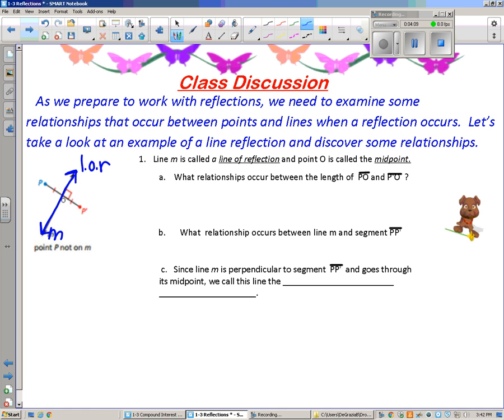LOR. And you can see that point O is called the midpoint, and it's a point directly between P and its image, P prime. So what relationship occurs between the length of PO and P prime O? Well, if it's a midpoint, that means that it's halfway the distance between P and P prime. So the relationship is that they would be equal length.